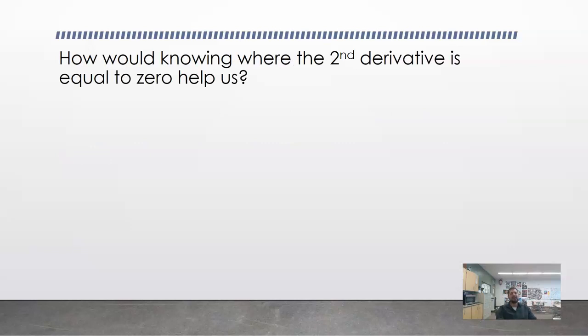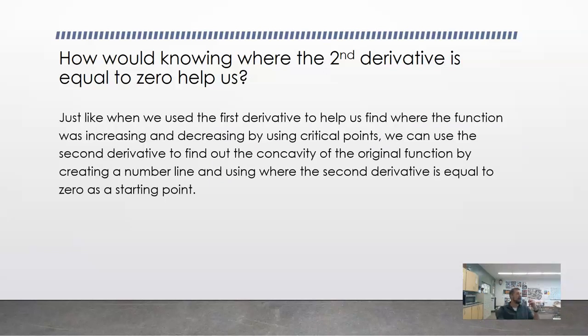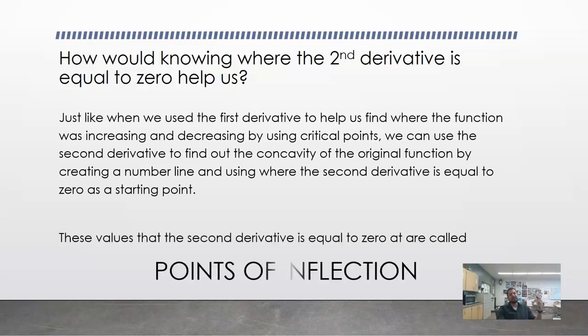So if I look at the second derivative and set it equal to 0, just like with the first derivative, that is the only place where we can change from being concave up to concave down or vice versa. Those have a special name. They are what are known, where the second derivative is equal to 0, as a point of inflection.